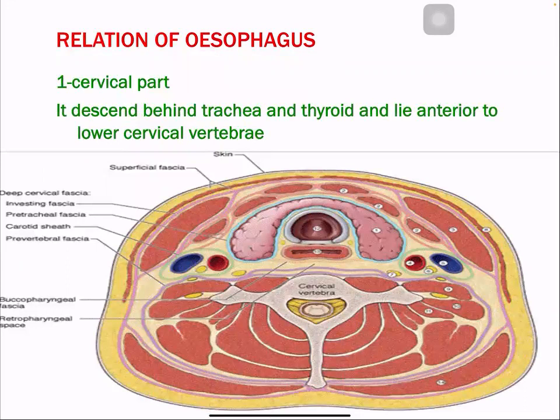Relations of the esophagus. The cervical part descends behind the trachea and thyroid and lies anterior to the lower cervical vertebrae. This is the esophagus. This is the trachea, lying anterior to it with the thyroid, and the esophagus lies anterior to the cervical vertebrae. The carotid sheath on either side, with the thyroid lobes, also lie on either side.